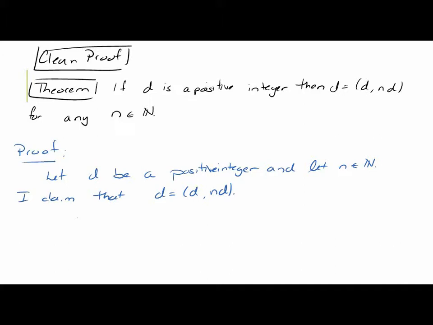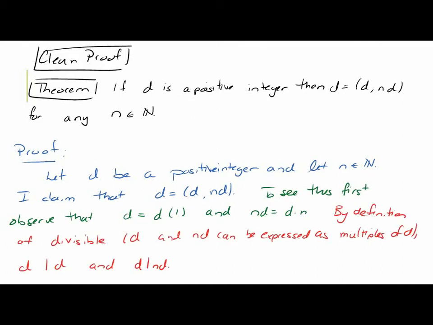So I start out with: let D be a positive integer and let N be a natural number, a positive integer. I claim that D is the greatest common divisor of D and ND. I need an opening statement, somewhere to let my reader know what I'm going to do. To see this, I first observe that D is D times 1 and ND is D times N, all from my scratch work. By definition of divisible, D and ND can be expressed as multiples of D. In case my reader forgot the definition of divisible, D divides D and D divides ND. So in one sentence I have the reader with me. It's all about the reader, nothing about you.